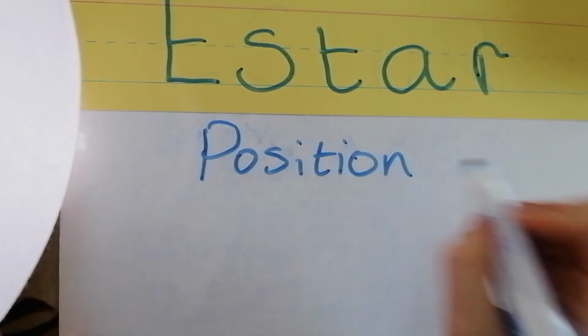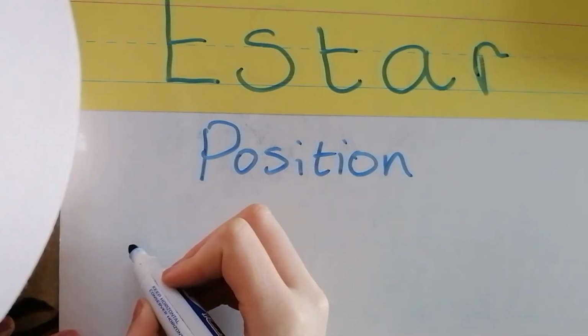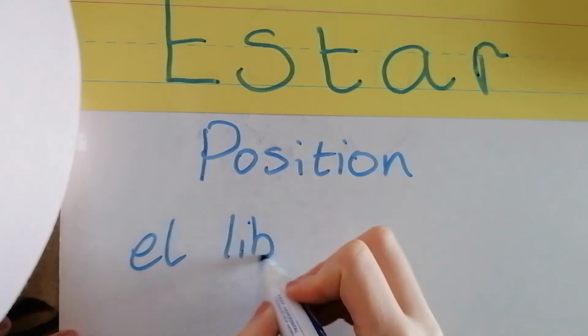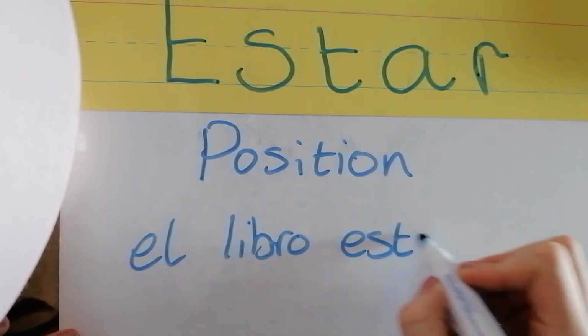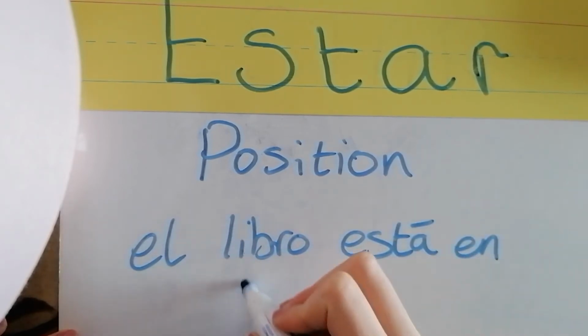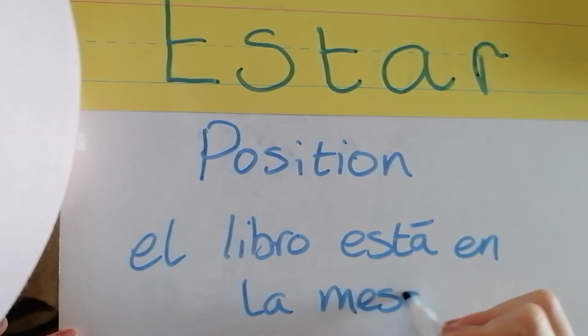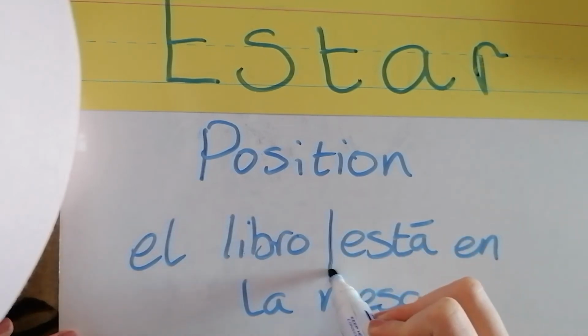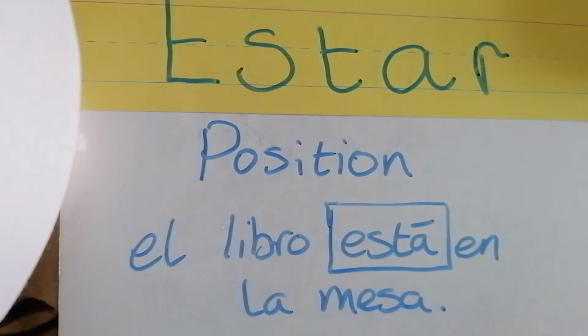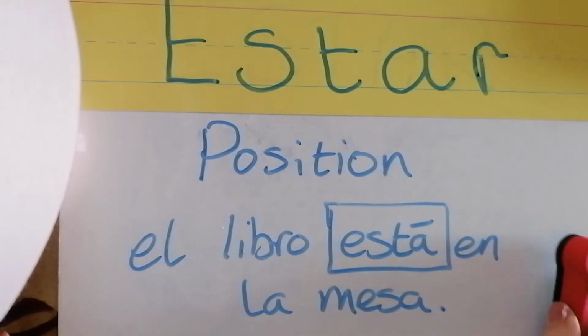So vamos a decir, we're going to say, el libro, the book, está en la mesa. So the book is on the table. Why do we use estar here? Because the book might not always be on the table. It could be on the floor tomorrow. And this is something that can change. So therefore we're using estar.